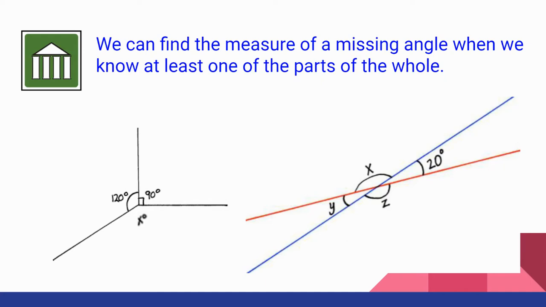We can find the measure of a missing angle when we know at least one of the parts of the whole. So we're going to use the whole angle measure to find a part. Our angles yesterday used right angles and straight angles as our wholes. This time we're going to use different wholes. So take a look at these angles. There are missing angles X on the left side, and then we have missing angles X, Y, Z on the right. Let's start looking for those missing angles.